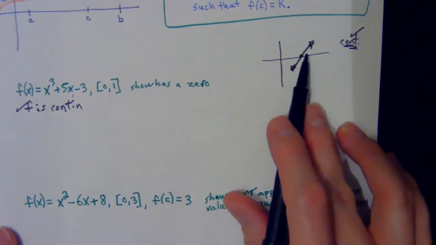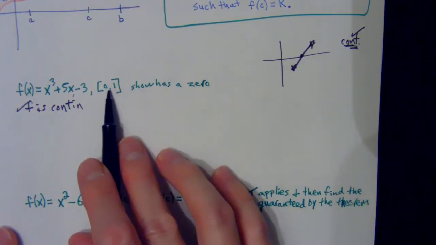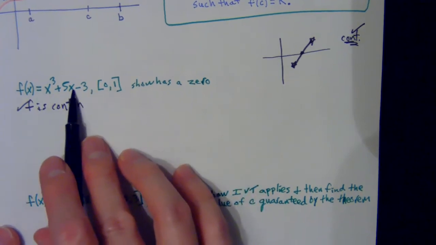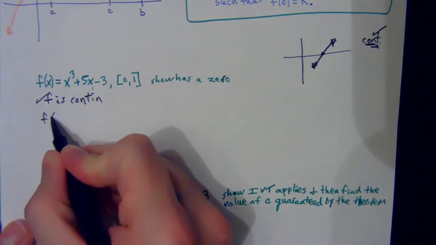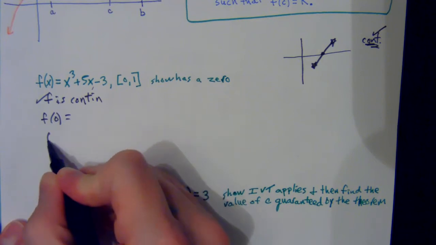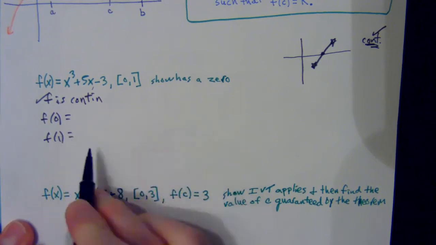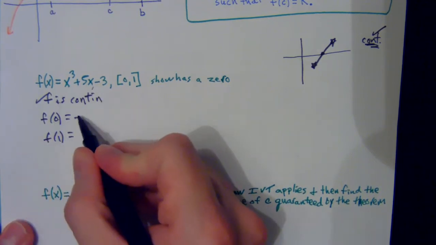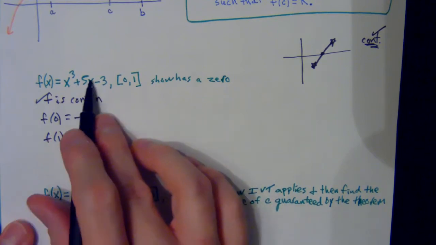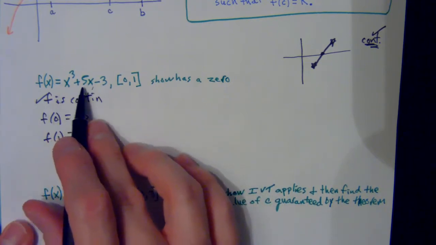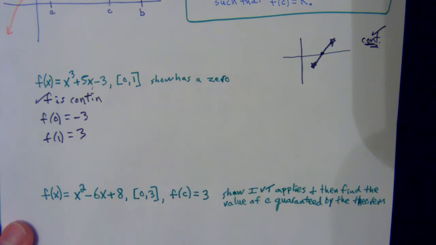And then we talked about over here, I'm going to take the endpoints of the interval, like the 0 and the 1, plug those in place for x right there. So I'm going to do f of 0, and I'm going to do f of 1. And let's see what we get. If I plug in 0 for those x's, I'll get a -3. If I plug in 1 for those x's, I'm going to get 1 plus 5, which is 6. 6 minus 3 is a positive 3.